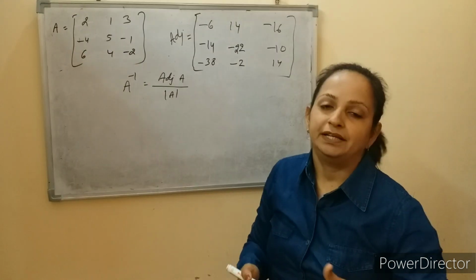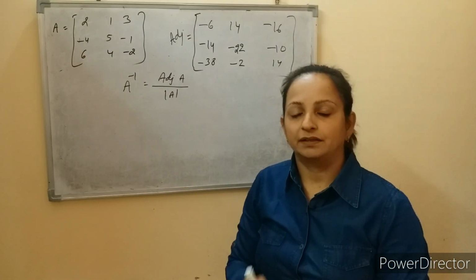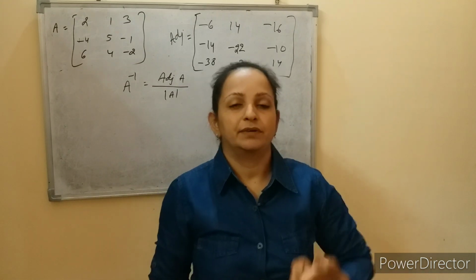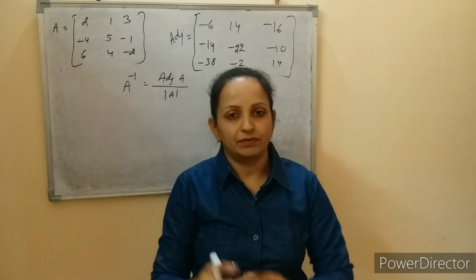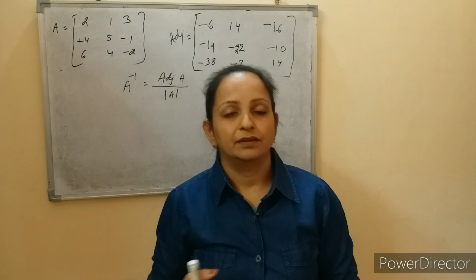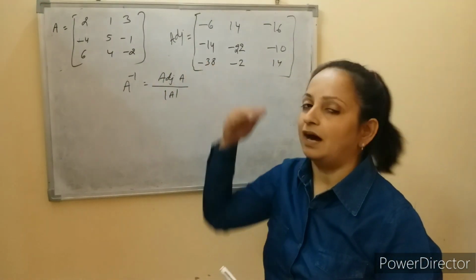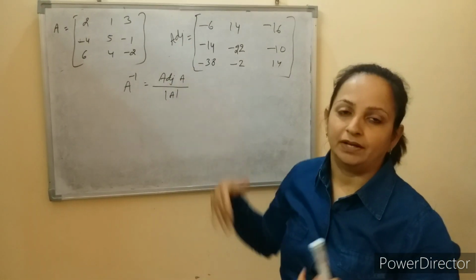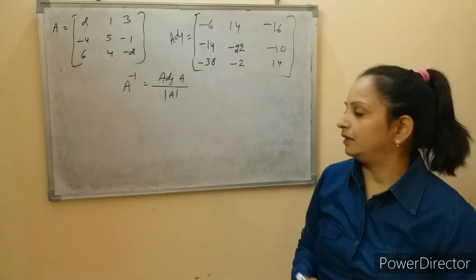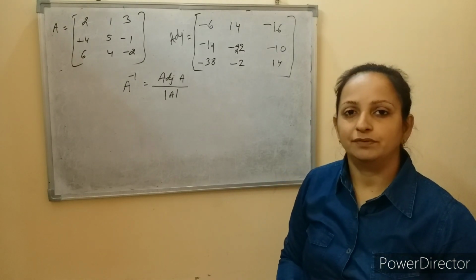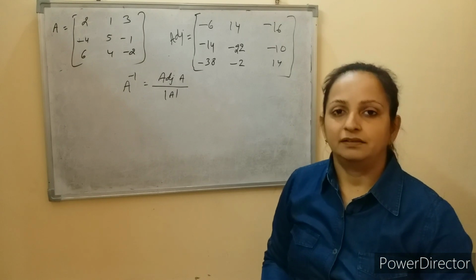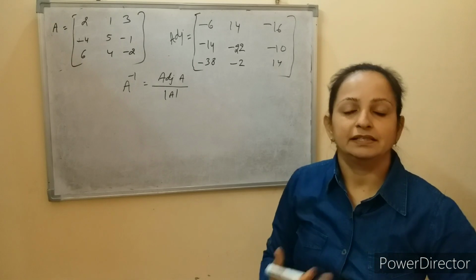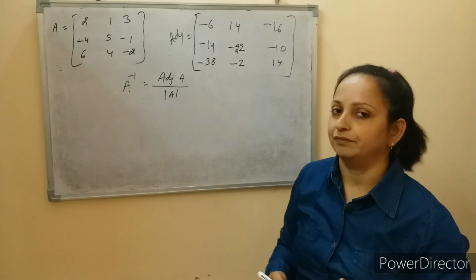For adjoint we need cofactor, and for cofactor we need minors. So you have to start with minors: take the matrix, find the minors of all the elements, then find the cofactor, and from the cofactor you will calculate the adjoint matrix. After finding this adjoint matrix, you will put it in this formula and find the inverse. So if you haven't seen my previous video yet, go back and watch it first. After that you can easily understand how to find the inverse of the given matrix.